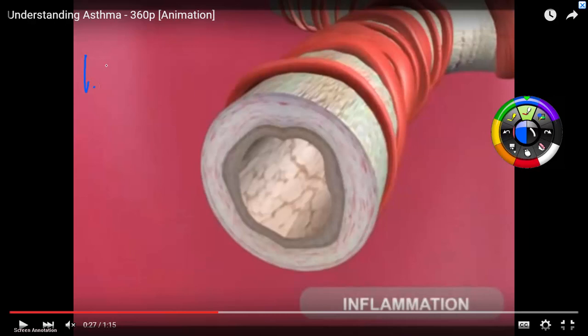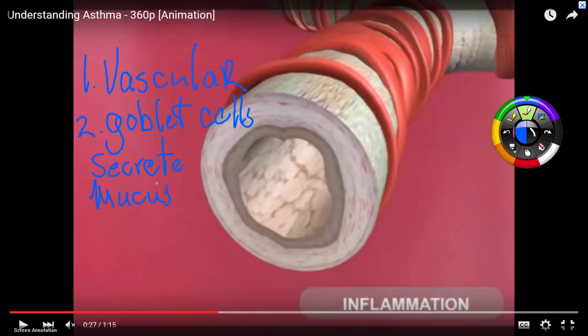Number one, you got to know it is very vascular. Lots of blood vessels, lots of arteries, right? Got to get that surface area to exchange gas, so it's real vascular. Number two, it has goblet cells, and those goblet cells secrete mucus. That mucus is protective. It catches the bad stuff, and then you have cilia that move that bad stuff to the back of your throat where you swallow it or you spit it out.